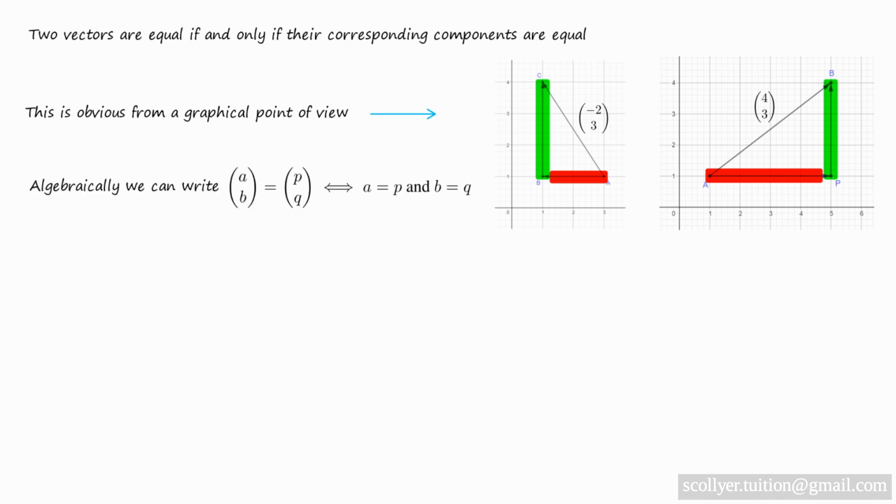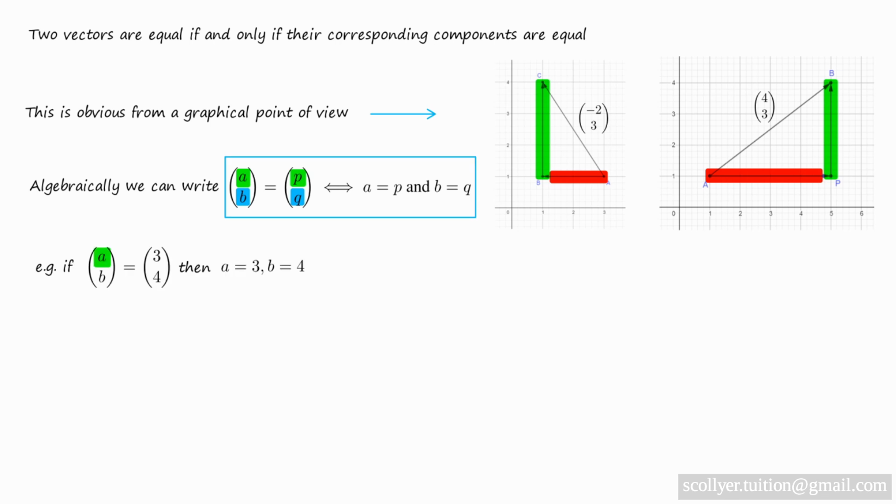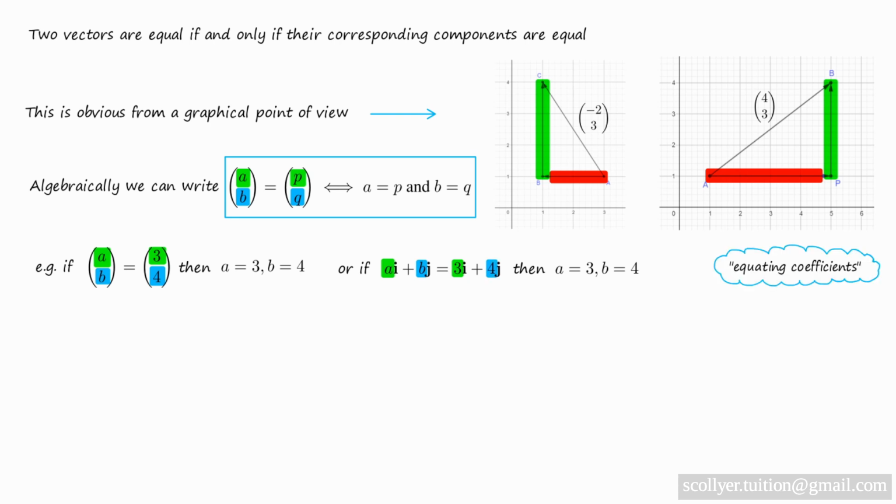In terms of column vectors, (a, b) is equal to (p, q) if and only if a equals p and b equals q. So if (a, b) equals (3, 4), then a equals 3 and b equals 4. Or alternatively, if ai plus bj equals 3i plus 4j, then a equals 3 and b equals 4. This process is called equating coefficients.